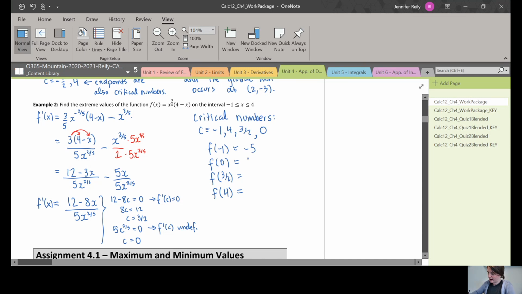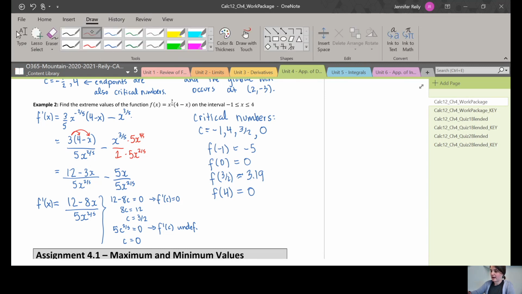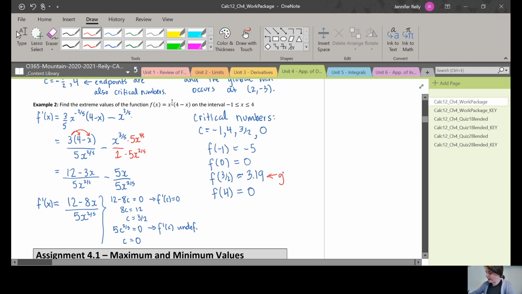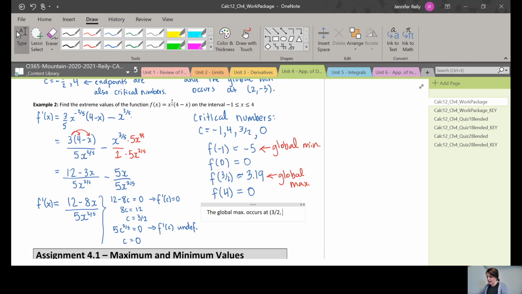So f of -1 is -5, f of 0 is 0. This one you have to round it a bit because it's not a rational number, but it's approximately 3.19, and f of 4 is 0. So my largest one is going to be the global max, and the smallest one is going to be my global min. And I'll just write by typing: the global max occurs at 3 over 2, comma 3.19, and the global min occurs at -1, comma -5.